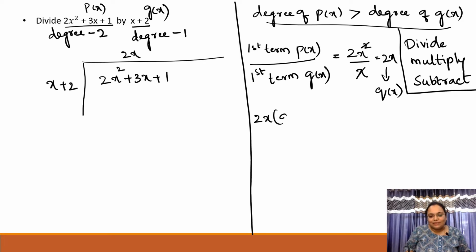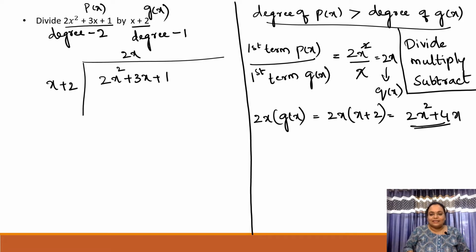Multiply 2x with g of x, which is x plus 2. So 2x multiplied with x plus 2 gives you 2x square plus 4x. Yes? So now you need to write 2x square plus 4x here. Now let us write it, 2x square plus 4x. The next step is subtract.